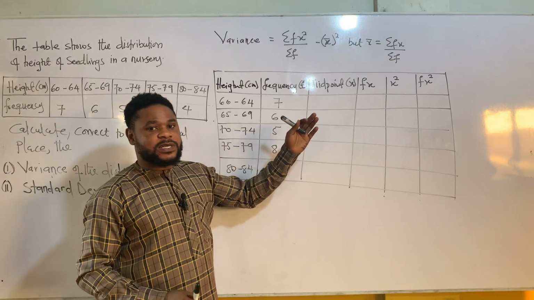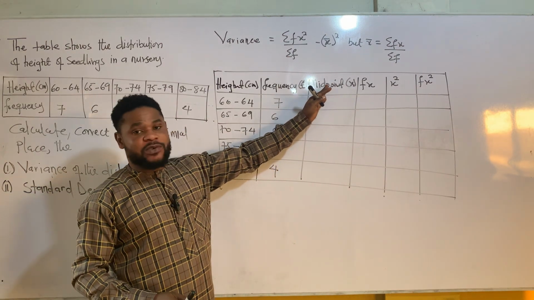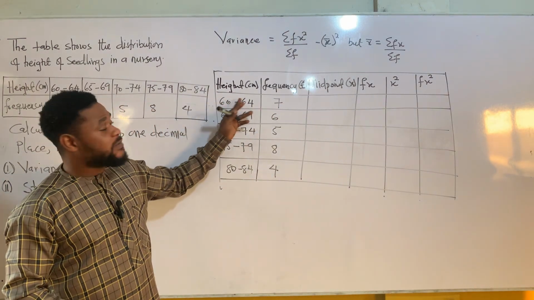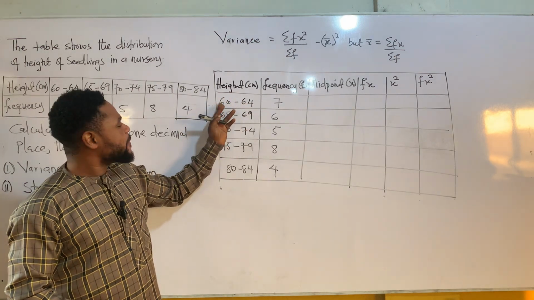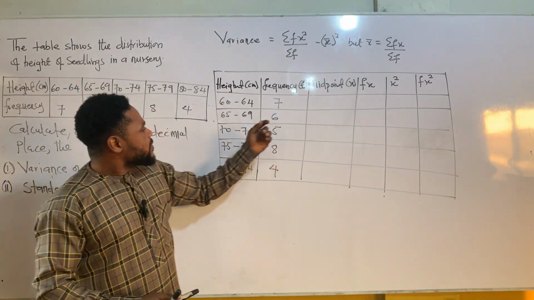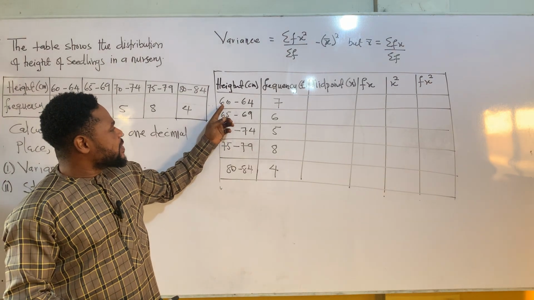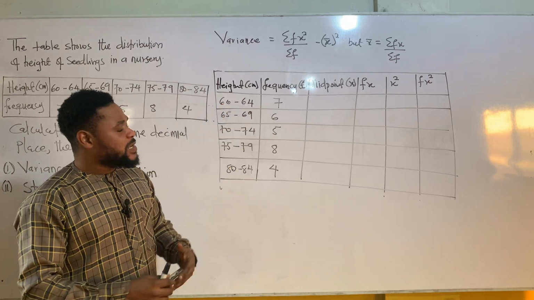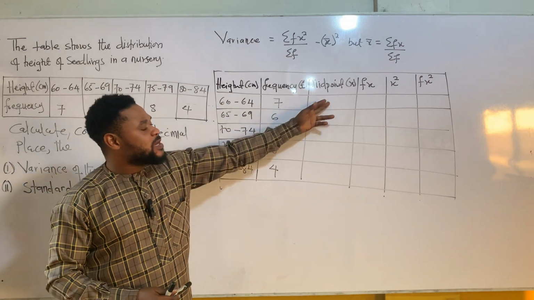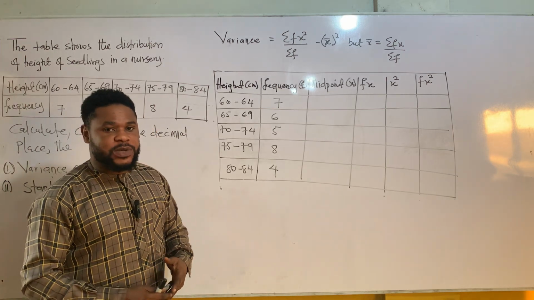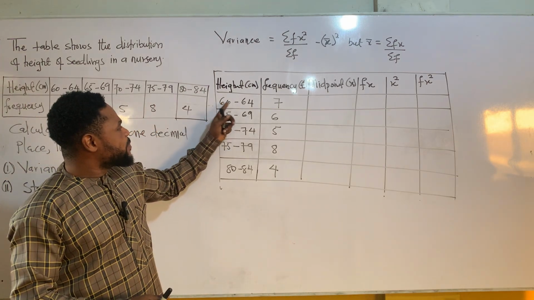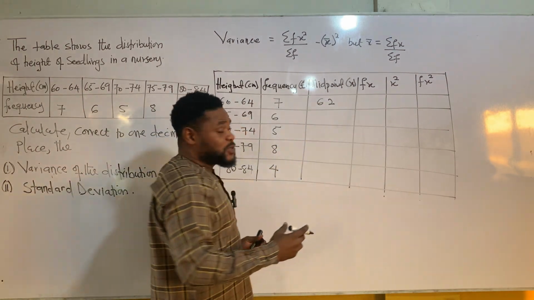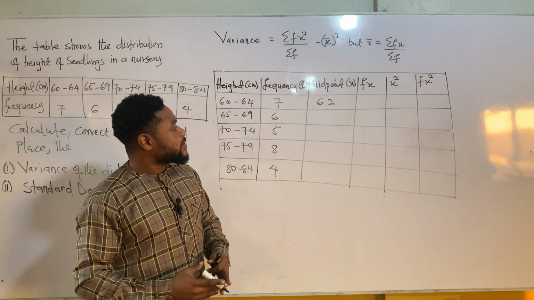So the next thing we do is we find our midpoint. And the midpoint is obtained from our class interval, or the interval given here. How do we get the midpoint? We add the 60 to the 64. So that's 60 plus 64. We divide it by 2. Then that will be our midpoint, which is for the x. So 60 plus 64 divided by 2 will get 62. So you can also try it to confirm the answers.